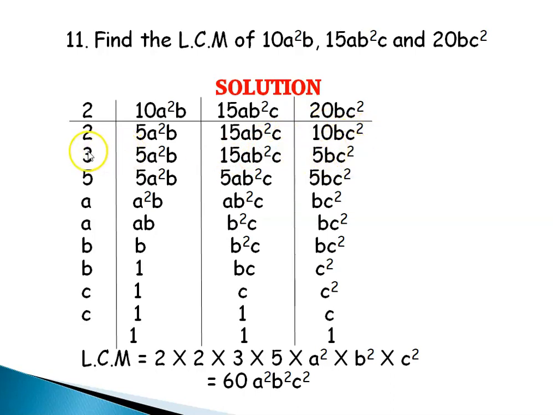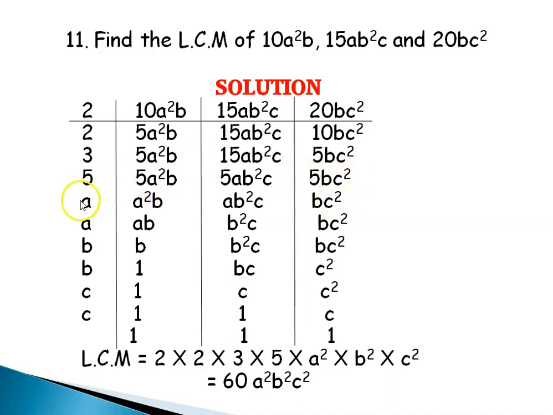Then I'll move to 3. 3 in 5a squared b, I'll rewrite it. 3 in 15ab squared c would give me 5ab squared c. 3 in 5bc squared, I'll rewrite the number. 5, I can divide by 5 now. 5 in 5a squared b will give me a squared b. 5 in 5ab squared c will give me ab squared c. 5 in 5bc squared will give me bc squared.